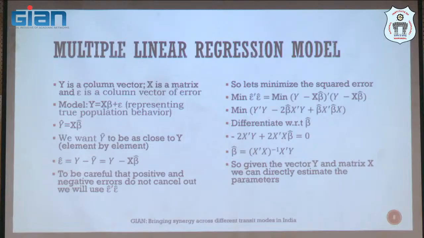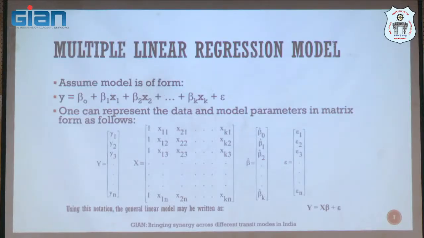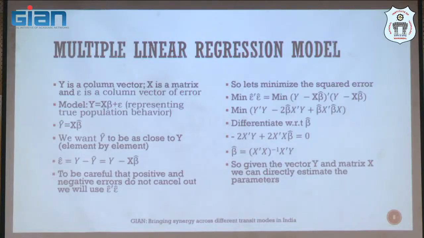So now what we want is... Yes, it should be 1 because beta naught is multiplied by 1. Beta naught is your coefficient, and the implicit independent variable there is 1. So that's why this is a column of 1s. So now you can write this as y hat is equal to x beta hat.